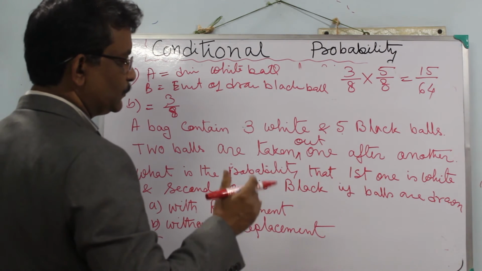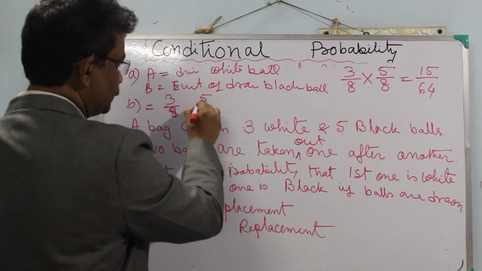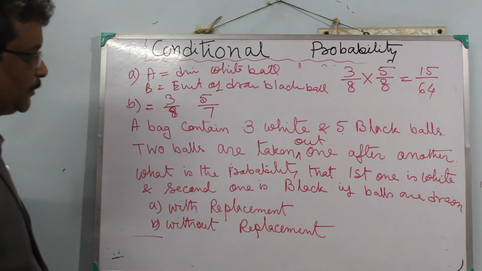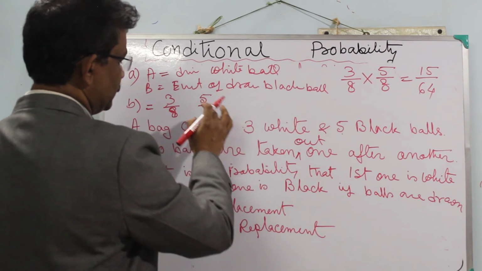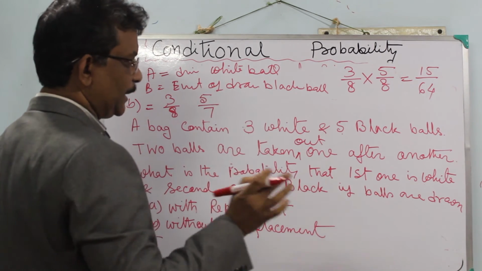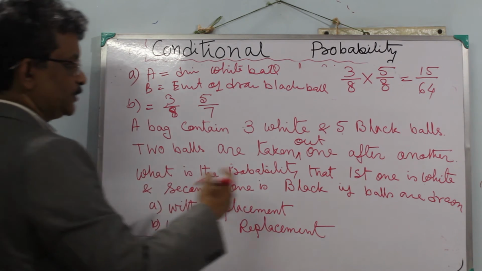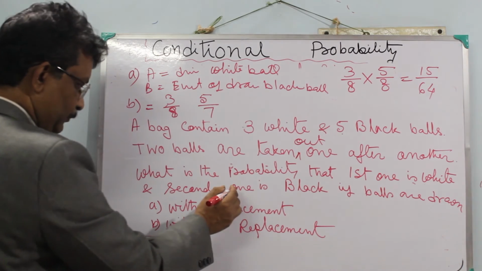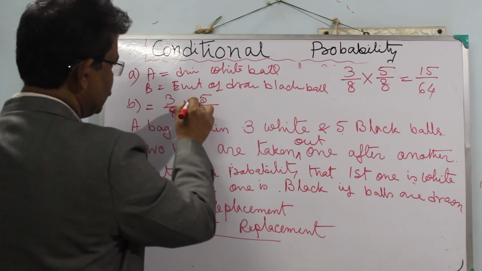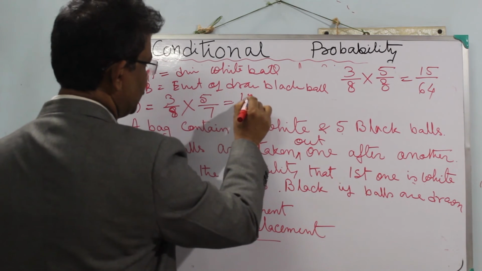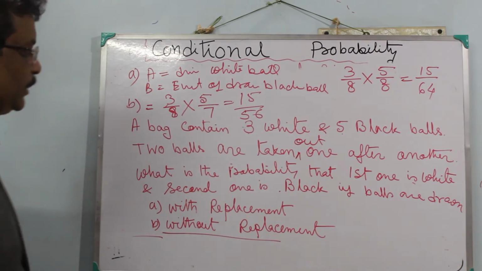So the probability of drawing the second ball which is black is 5 out of 7. Total number of balls is reduced by 1. So out of 7, the probability of drawing a second black ball is 5 by 7. So the compound probability of drawing the first ball white and the second ball black in the case without replacement is this into this. That means 15 by 56.